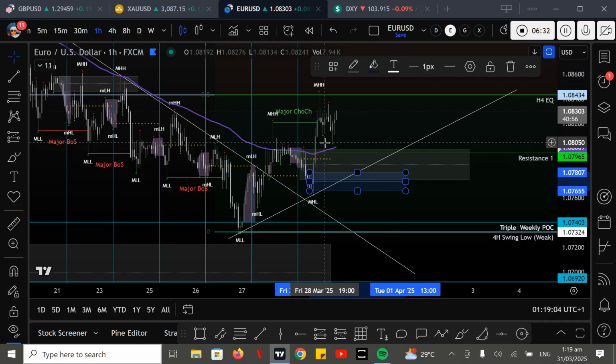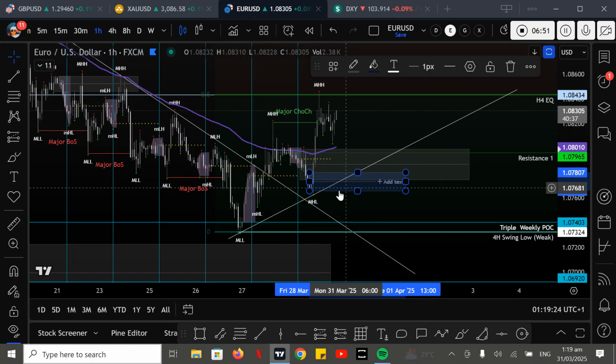this is a huge resistance. What's the word, we have a lot of liquidity here. This is a liquidity pool here. That's the word. Liquidity pool is what I was looking for. So this is a liquidity pool inside the 4 hour demand.